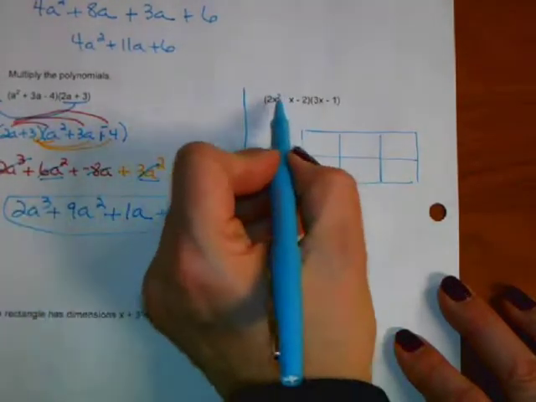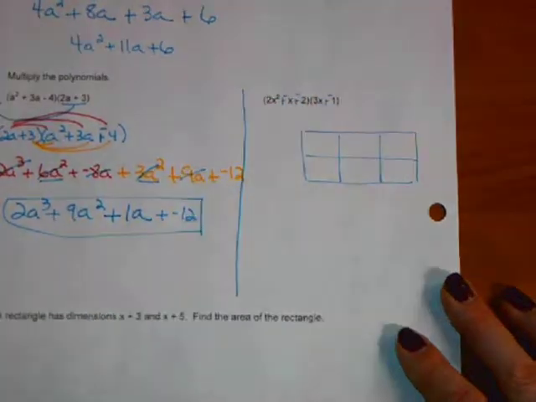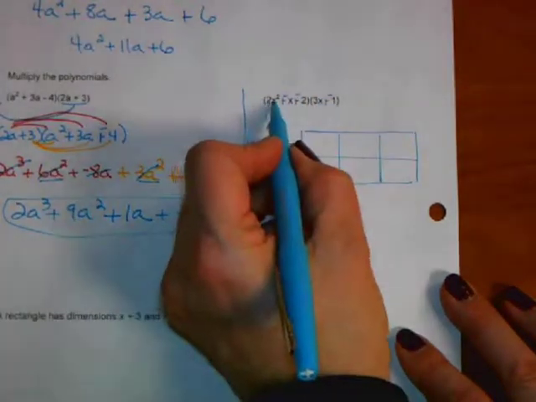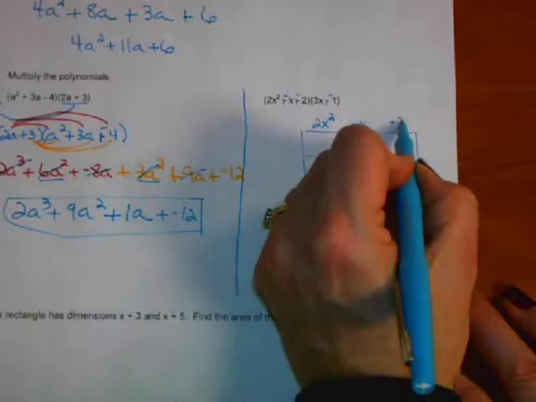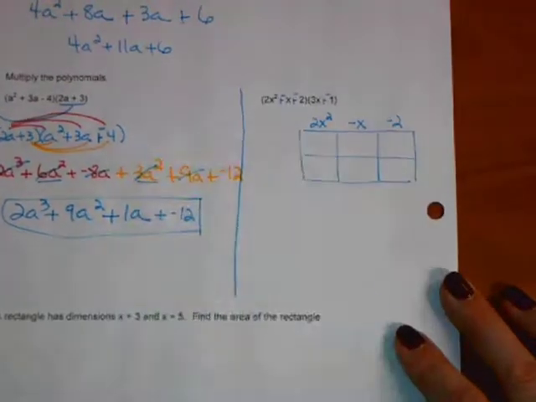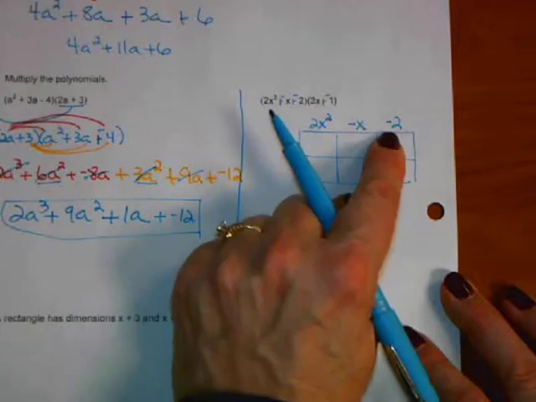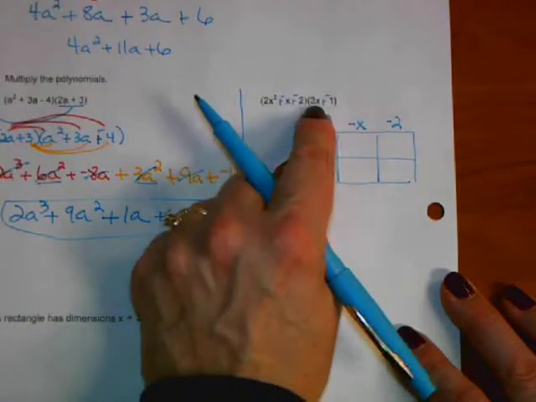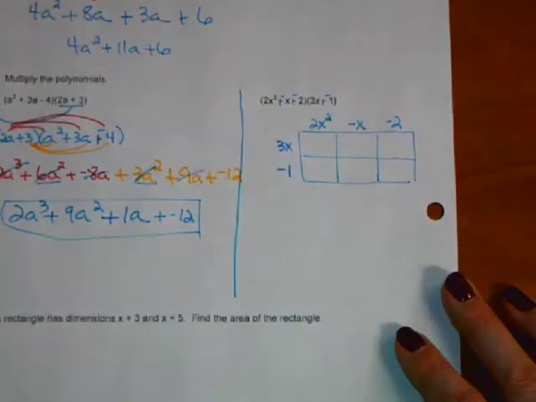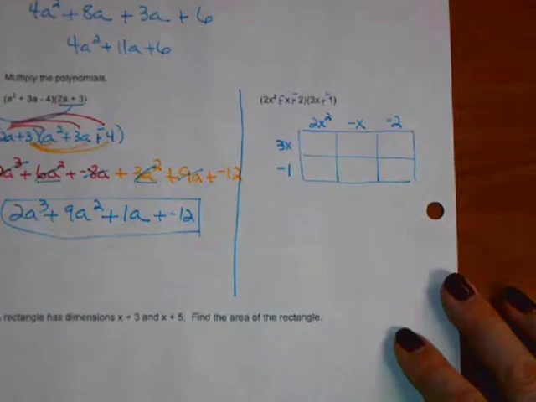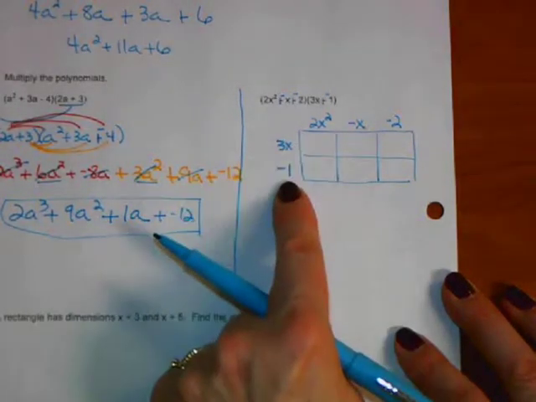So up on top here, I'm going to change these all to adding a negative. I'm going to fill out what's in the first one. 2x squared goes here, negative x here, negative 2 here. That's the trinomial. Then I'm going to put these two right here, 3x and negative 1. So here's the trinomial, here's the binomial.